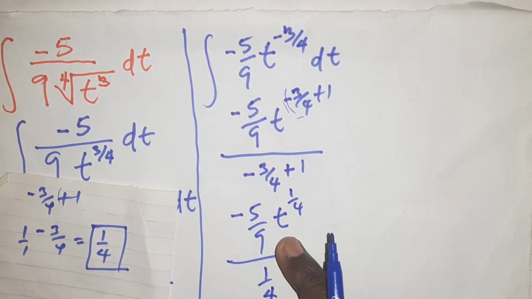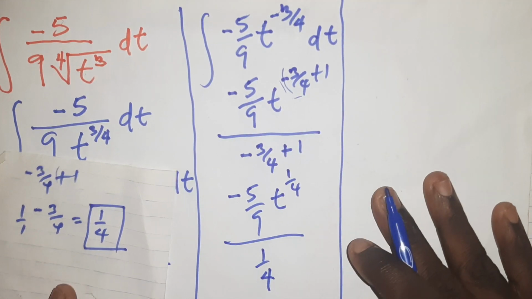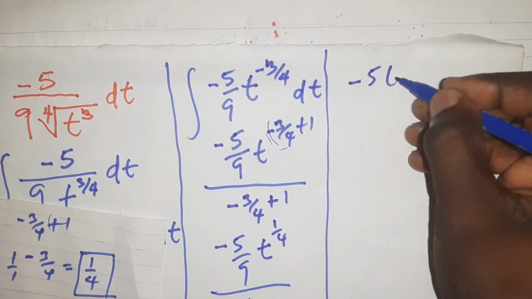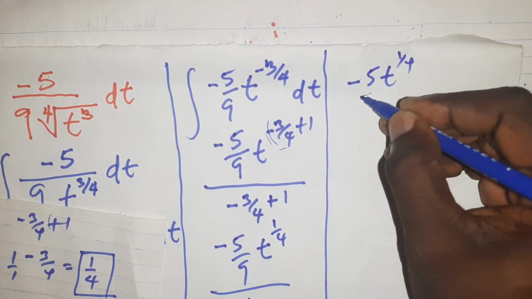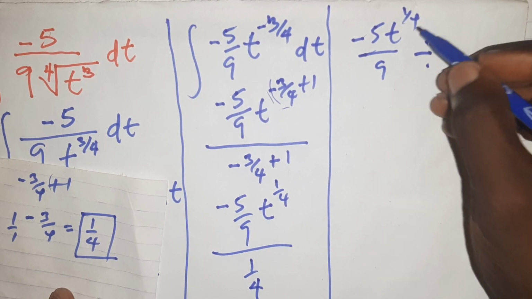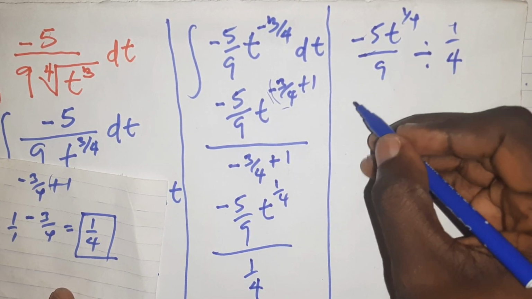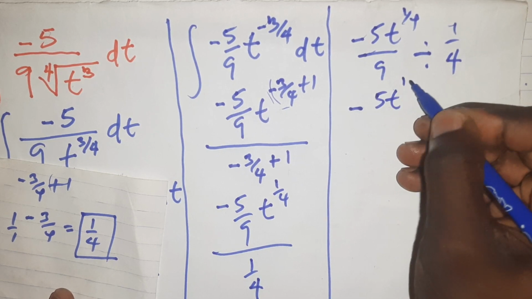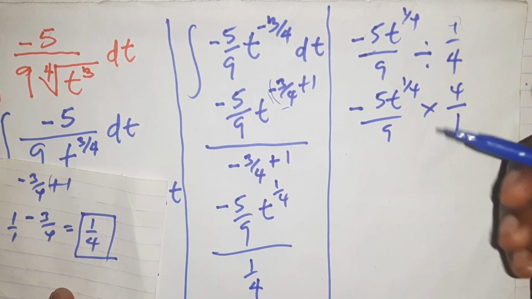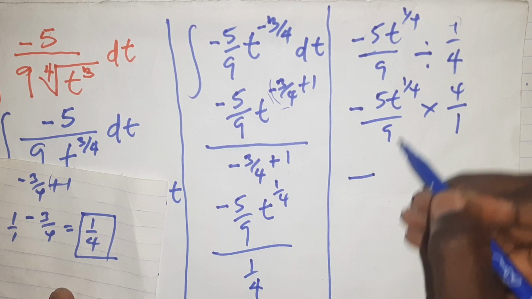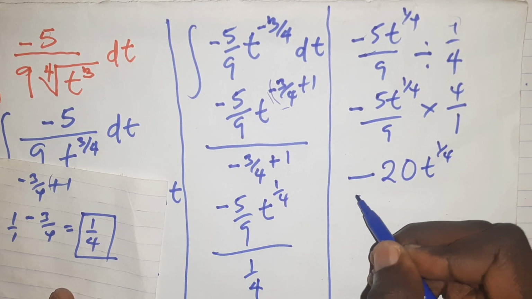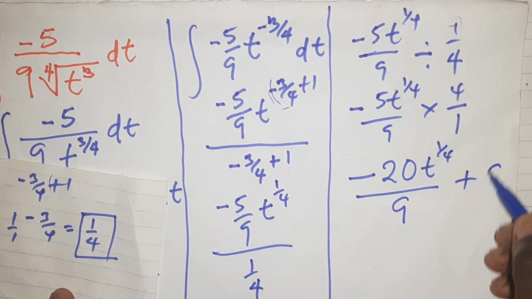Then, of course, we have to now simplify further. So we have this minus 5 over 9 times this still gives me minus 5t raised to the power 1 over 4 over 9. Then this is division sign, so divided by 1 over 4. And of course, you can still simplify again. That's minus 5t raised to the power 1 over 4 over 9 times 4 over 1, because you have to swap, invert them. So you now have minus 5t raised to the power 1 over 4 times 4. That'll be 20t raised to the power 1 over 4, everything over 9 plus c.